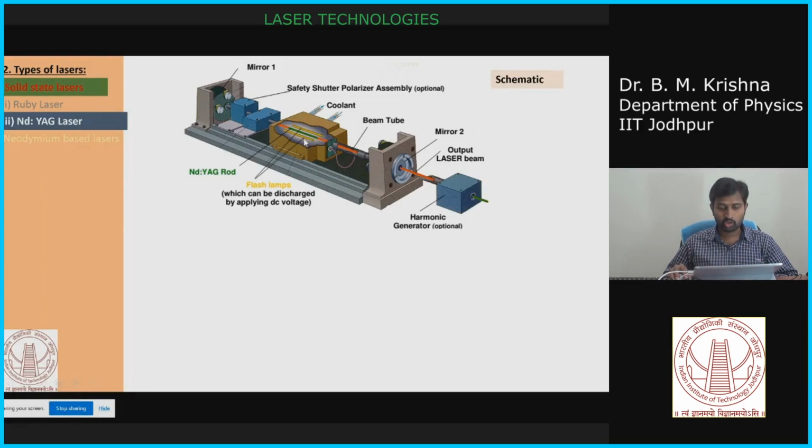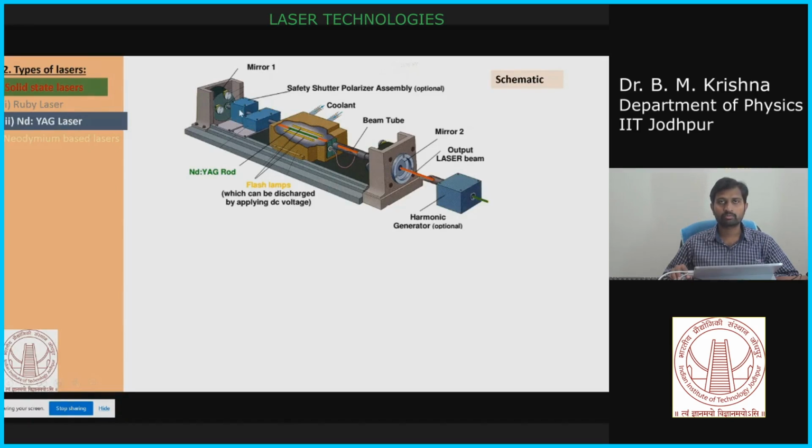Then you see these yellow ones are flash lamps. These flash lamps will excite the atoms into the excited state, and once you have a population inversion, the stimulated emission will build up. This is one end of the cavity mirror, and the other end will be here, and this end is partially transmitting, that means it's a partially reflecting mirror. You have emission here.